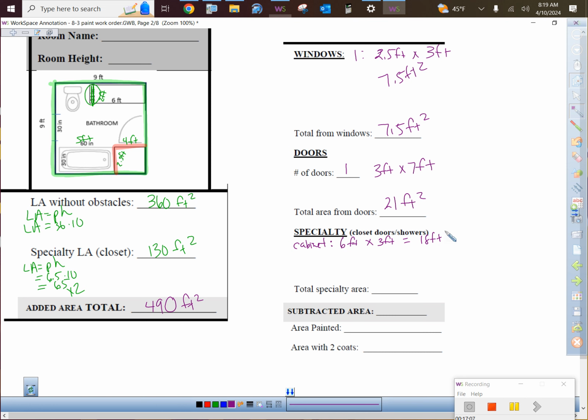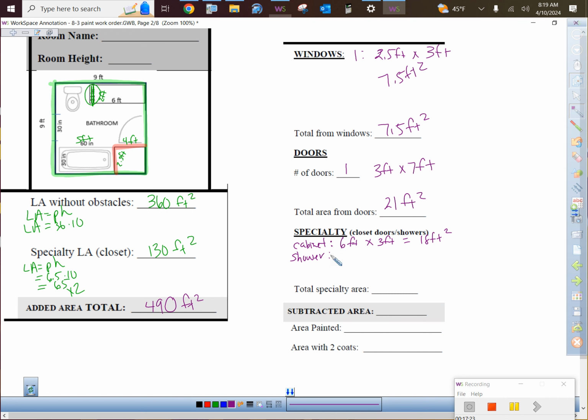I'm kind of working across on this one because I know I got a lot of work to do. So I worked across instead of going down. So I'm going to take away my cabinet. Let's do our bathtub, shower, whatever you want to call it. Tub, shower, whatnot.